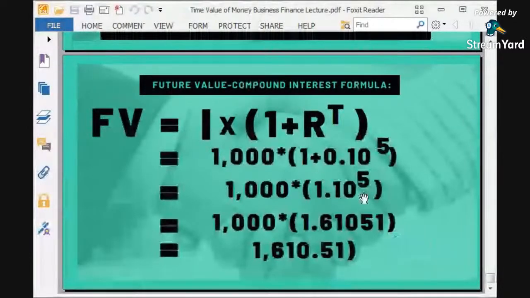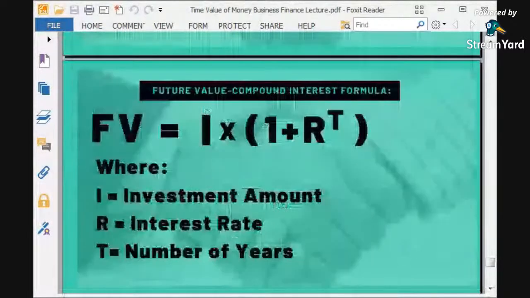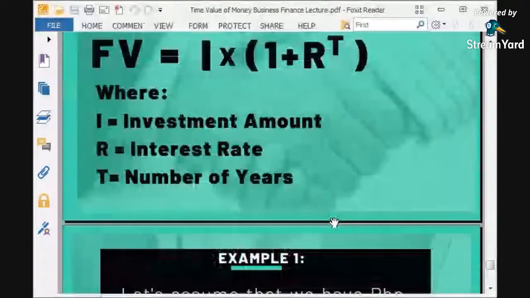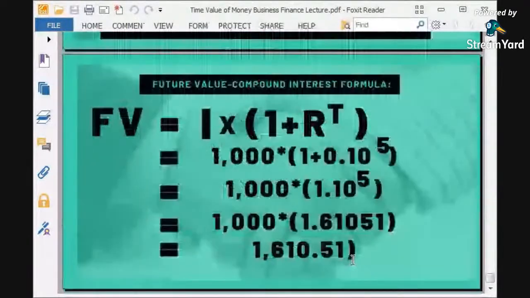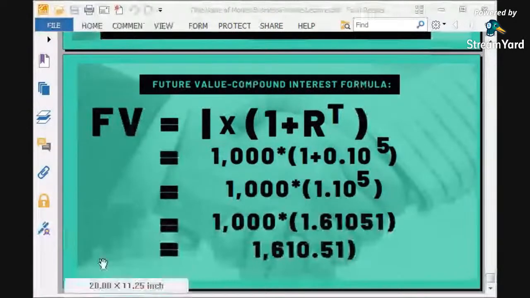We just follow the formula and we will be able to easily compute it. As long as we can identify which is the interest, which is the investment, which is the number of years, we can easily compute for the present and future value. So that's how we compute for the simple and compound future value.